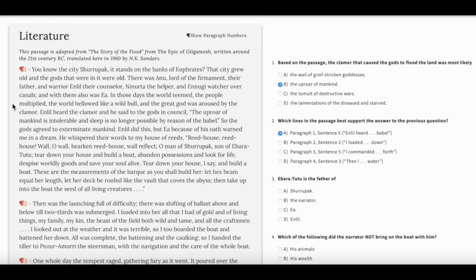Oh, I see it now. Do you see it? Enlil heard the clamor, and he said to the gods in council, "The uproar of mankind is intolerable, and sleep is no longer possible by reason of the babel."